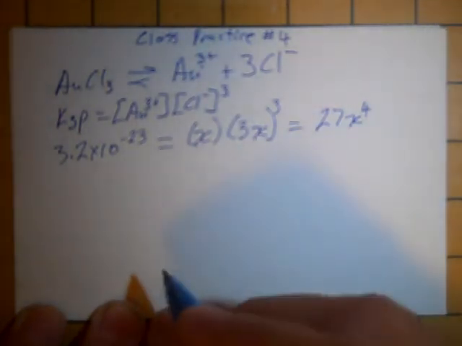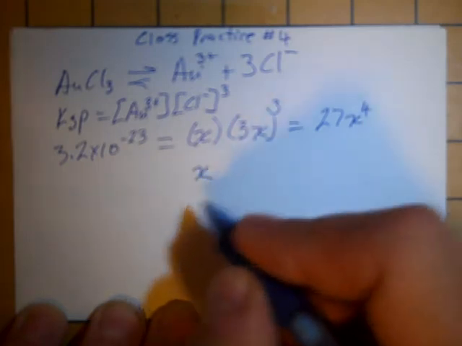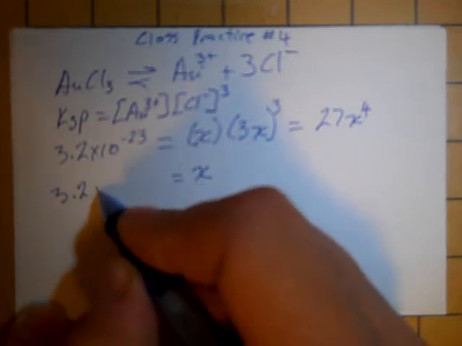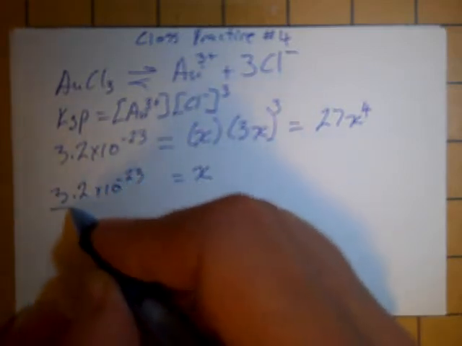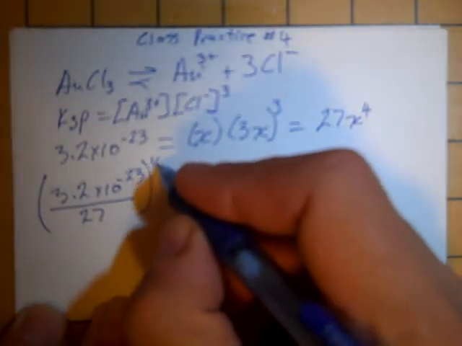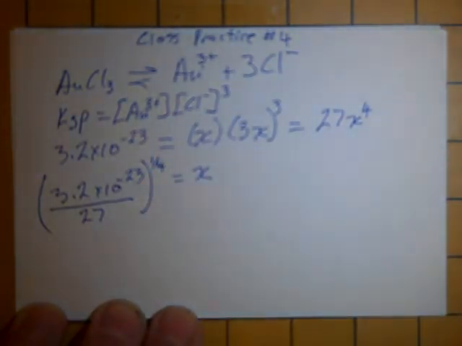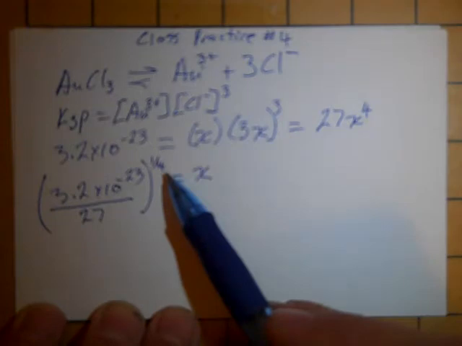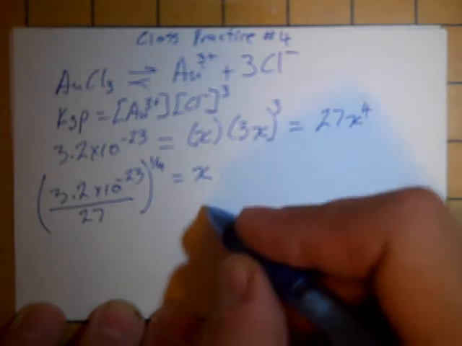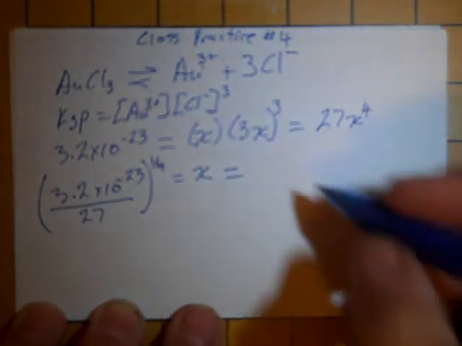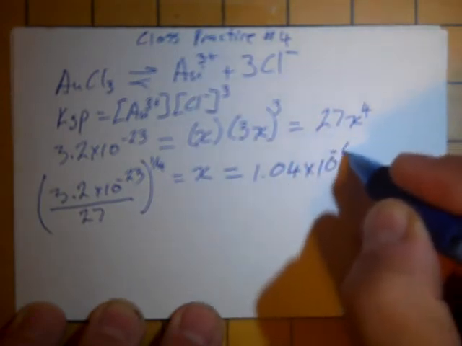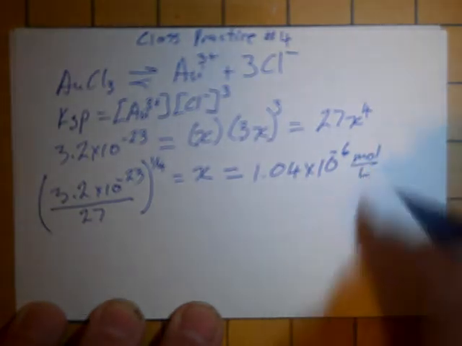So several steps of algebra later, realize that x is going to equal 3.2 times 10 to the minus 23 divided by 27. This whole thing raised to the 1/4 power, which is the same as saying I'm taking the 4th root. And that equals 1.04 times 10 to the minus 6 moles per liter.